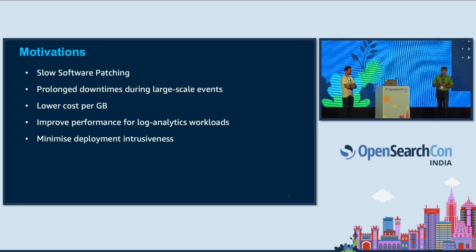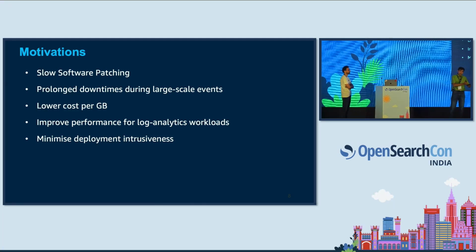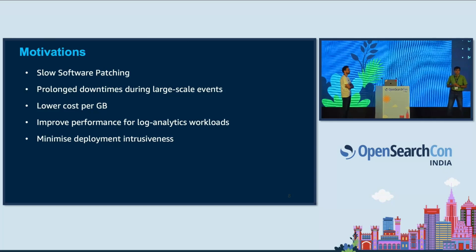Minimize deployment intrusiveness. As I talked about the rolling and blue-green deployments, we just replace the old nodes with new nodes, so all the data gets copied. This copying process adds overhead to the older nodes, and it affects the indexing rate as well, because they are also busy transferring the data to the newer nodes. We don't want that. We want it to be seamless. There should be no impact to the performance of the cluster.